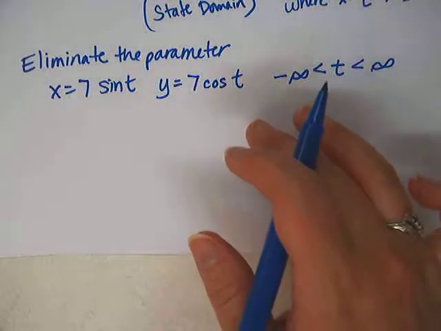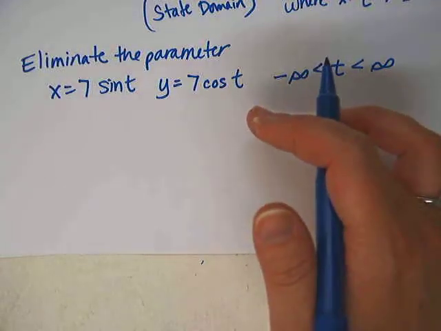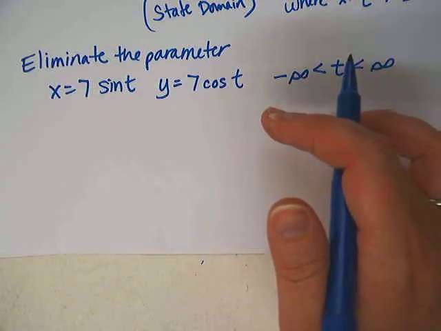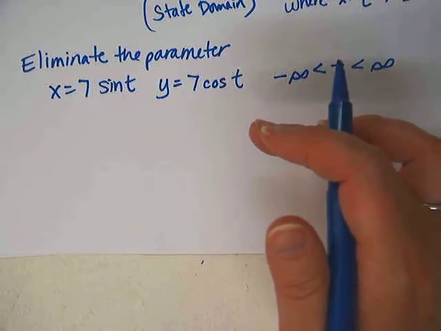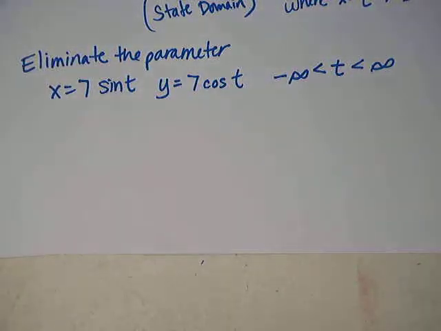And then you would plug that into the other one, so you'd be going y equals 7 cosine of inverse sine of x over 7 or something like that. I don't know. That just gets really messy, right? So there's got to be a better way.